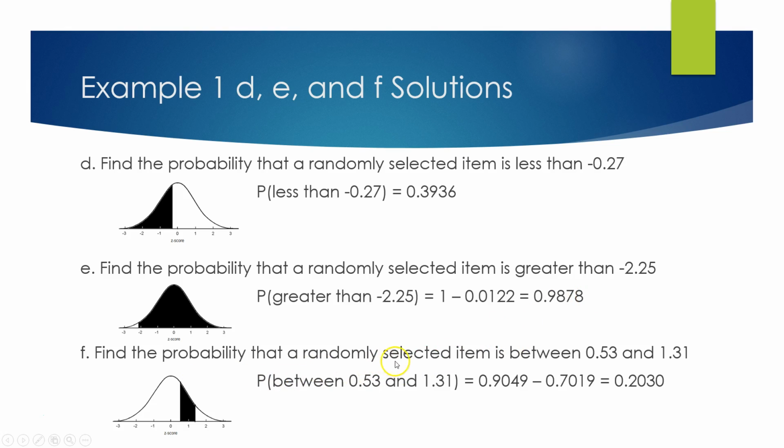So lastly, the area between 0.53 and 1.31, between those z-scores, we would look up the z-score for the top that has an area to the left of 0.9049. So this gives us the shaded area plus this other piece. We can find out how large this is by looking up the lower z-score of 0.53 and subtracting it off, which is what we did here. So 0.7019, the subtraction of those two is 0.2030.